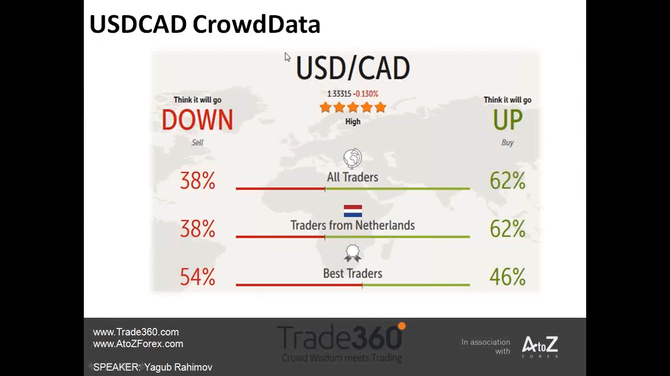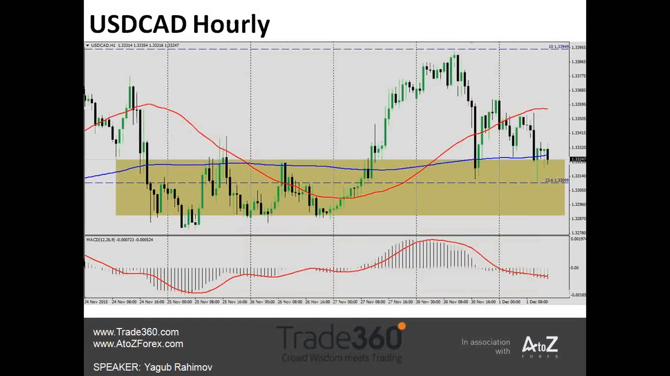which is supported by the USD Canadian dollar CrowdData as well, that 54% of the traders are selling, and of course, many of the novice traders are still buying. So it is a dilemma right now. My idea is to sell as close to the 1.3390 zone as possible, and aim for at least 400 pips from this pair.